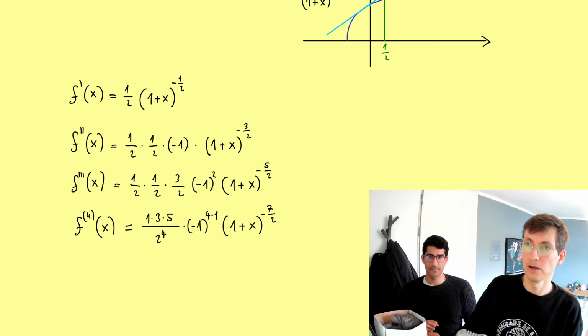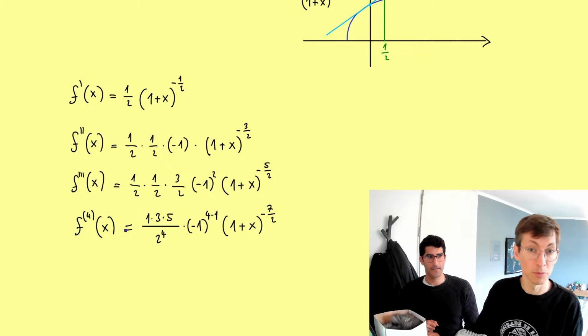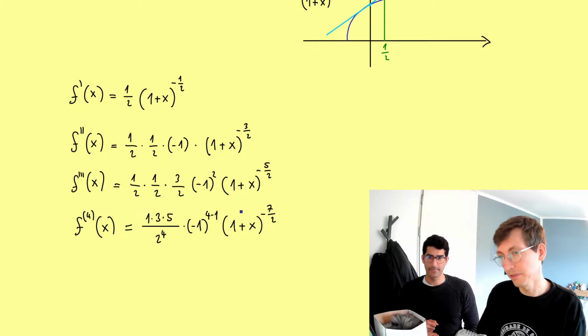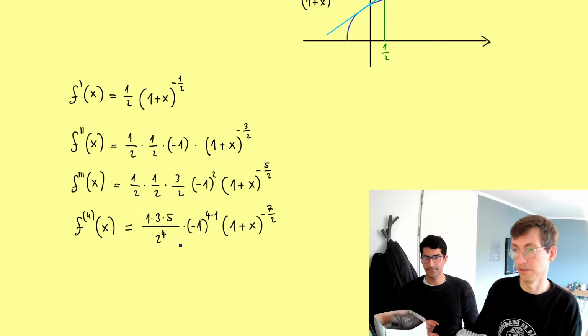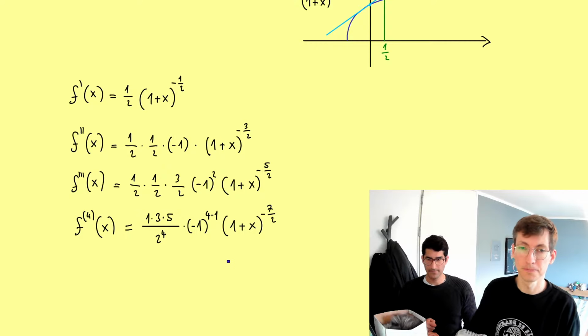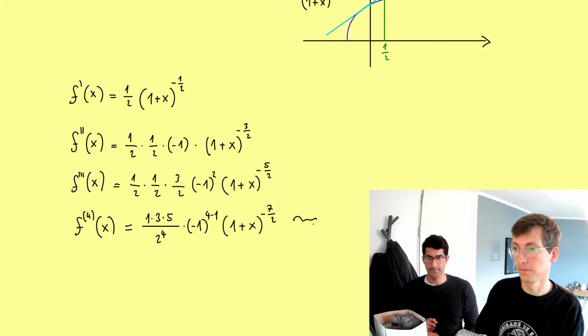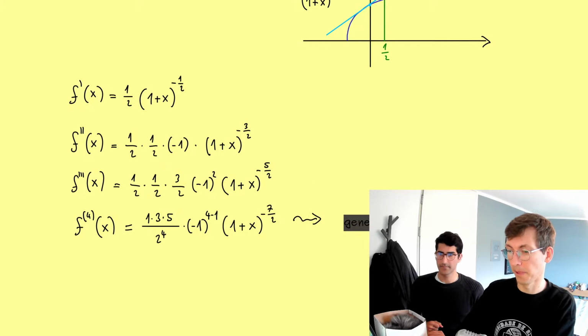So now you could formulate a general rule, like the comment in the chat. We have 1 times 3 times 5 times 7 in the next one. Here is 5 minus 1, and here is 9. And there's 2 to the power 5, so we can do it. You can do this general formula, and then you prove it by induction. That's maybe a good exercise. General formulation, possible.